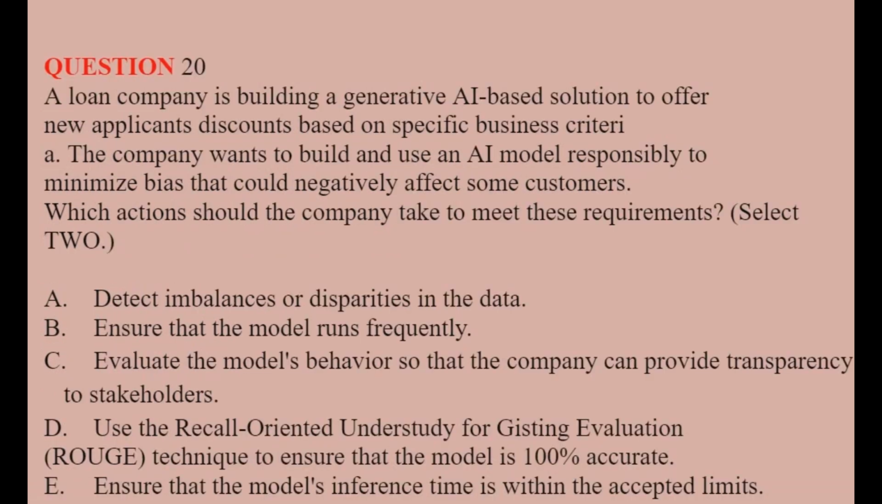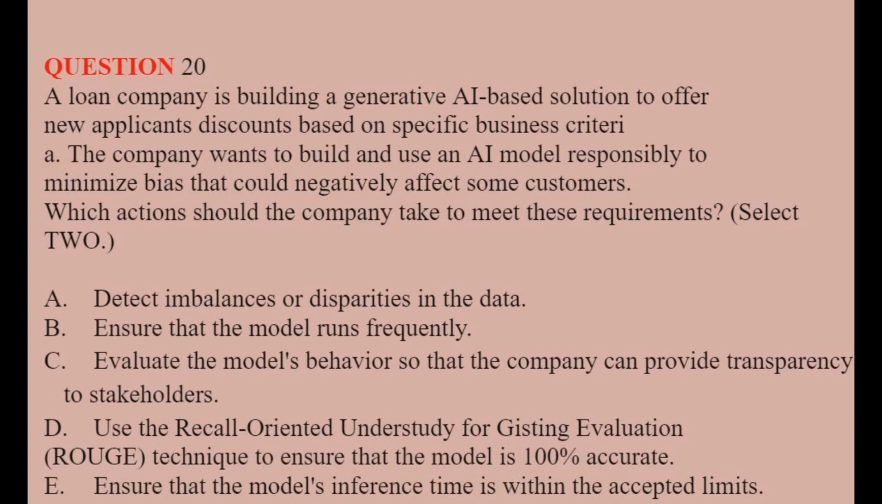Question is, a loan company is building a generative AI-based solution to offer new applicants discounts based on specific business criteria. The company wants to build and use an AI model responsibly to minimize bias that could negatively affect some customers. Which actions should the company take to meet these requirements?